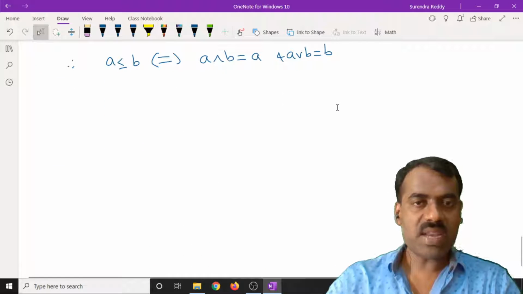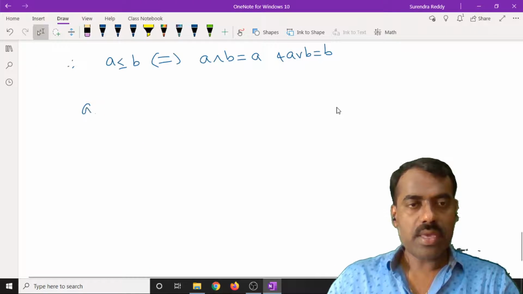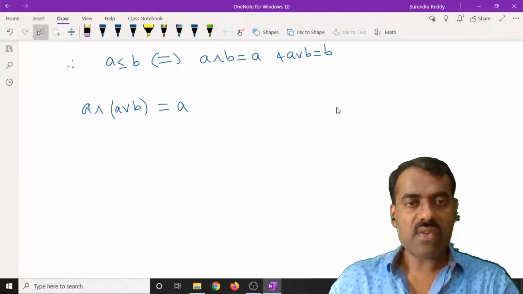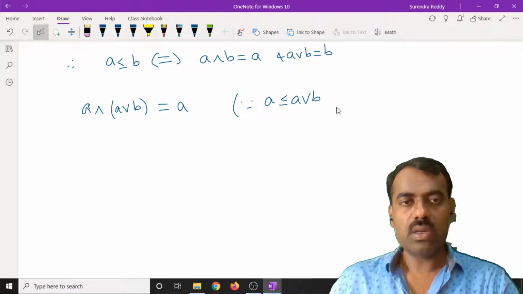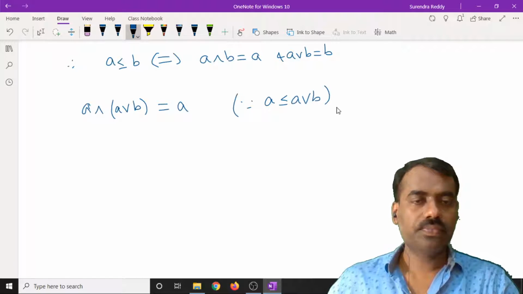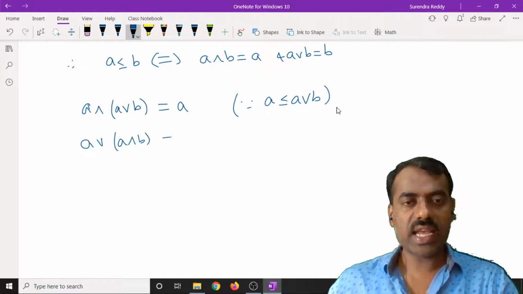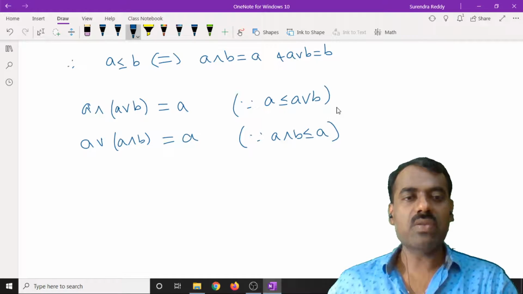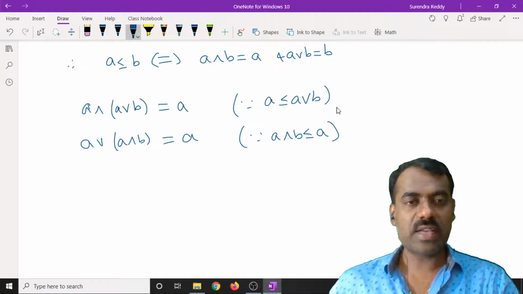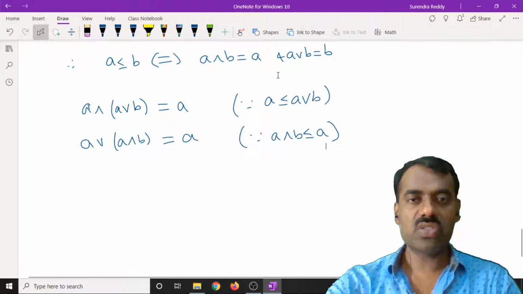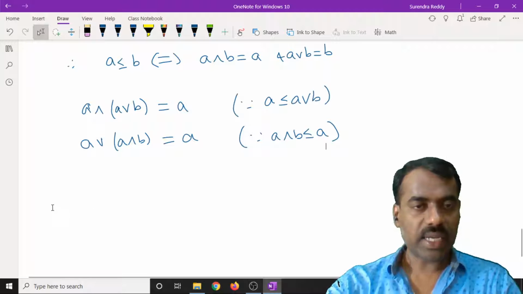What is A meet (A join B)? A meet (A join B) is A only, by this property, since A is less than or equal to A join B. And what is the other one? A join (A meet B) is again A. What is the reason? Same. A meet B is less than or equal to A. So when you try to join with the bigger one, you get the bigger one. Is this clear? So we have used these two properties here, right?